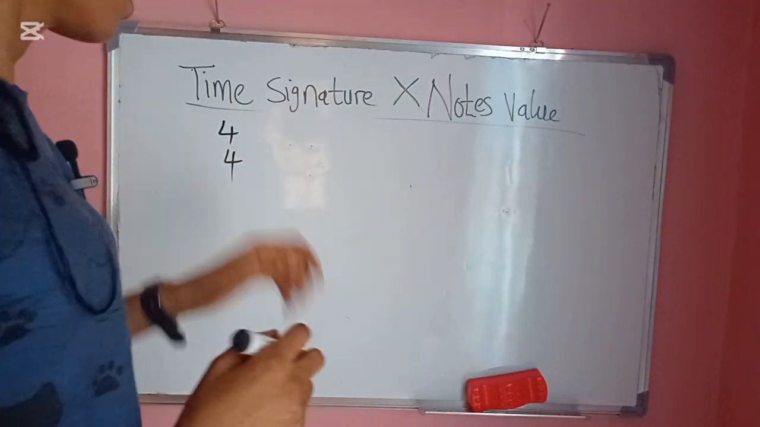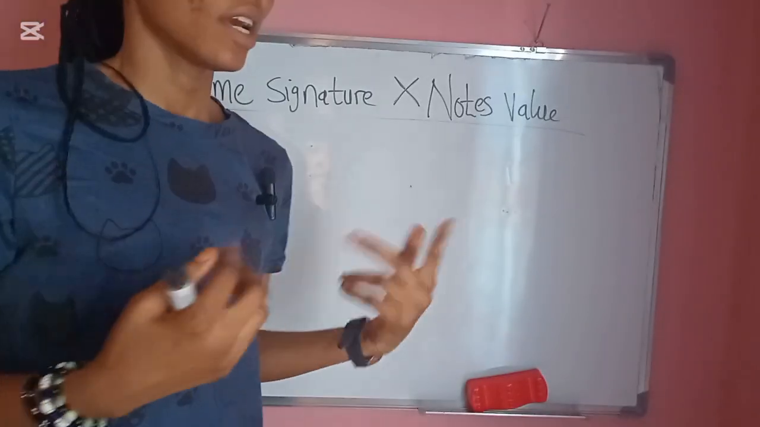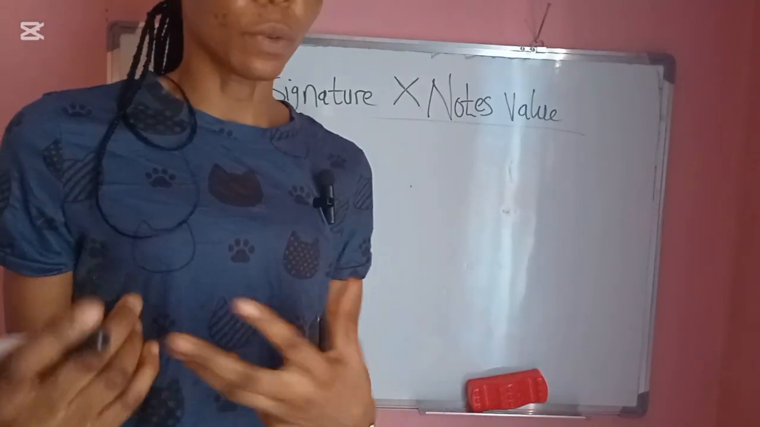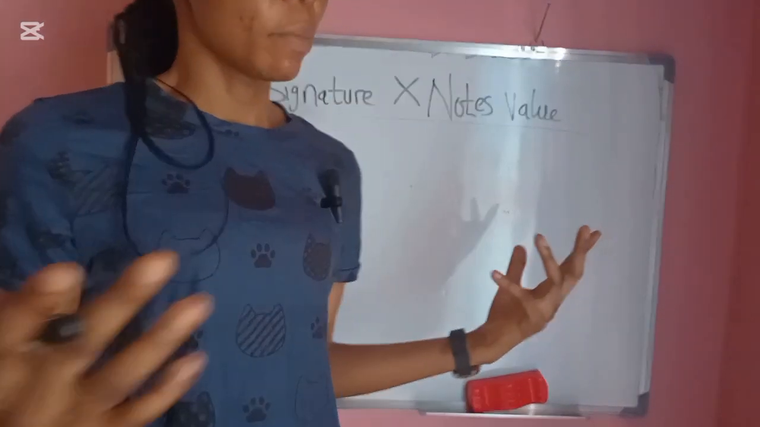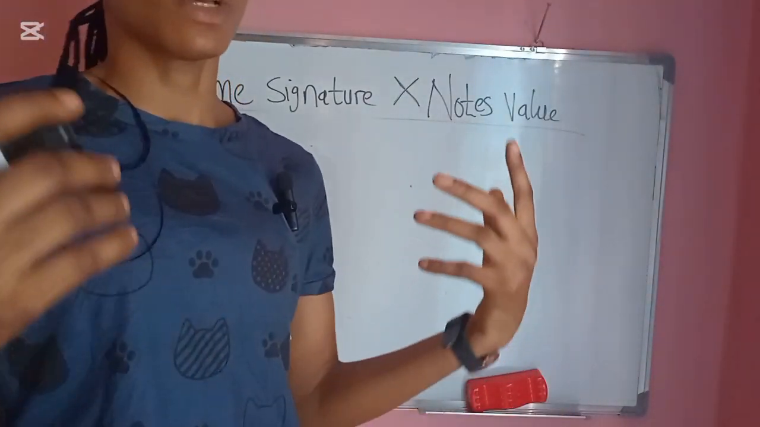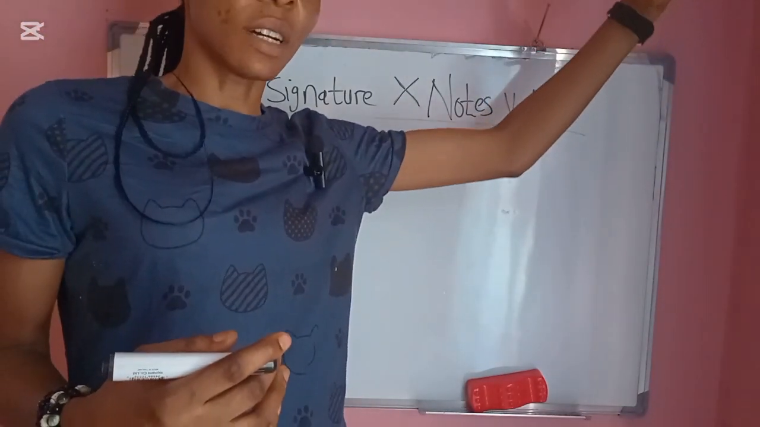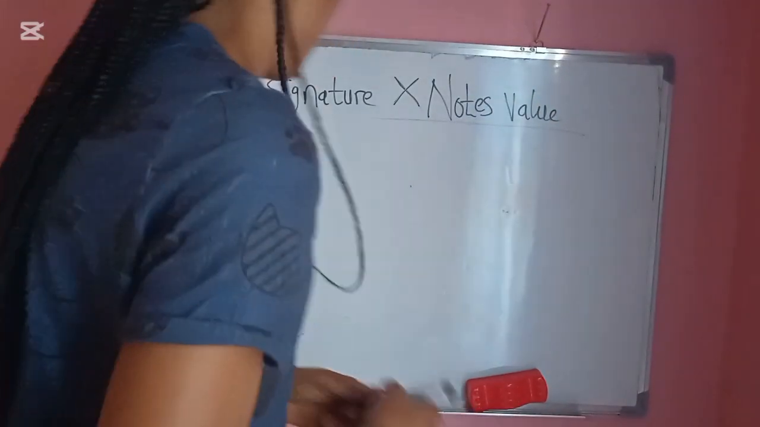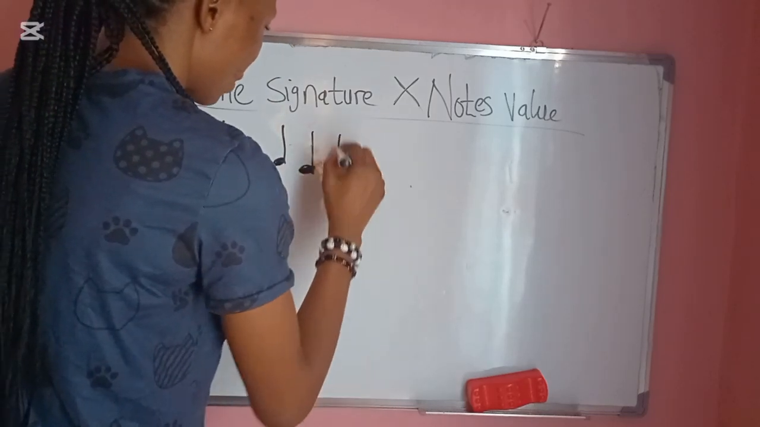Remember I said, throughout your lifetime, wherever you see a music written and the lower number is 4, that means in that music crochet will take the place of 1 beat. The upper number can be anything, but anywhere in this life you see the lower number as 4, it signifies crochet taking 1 beat. So that's the importance of the quarter note being called crochet. Now we are going to try something and see how we can get it right.